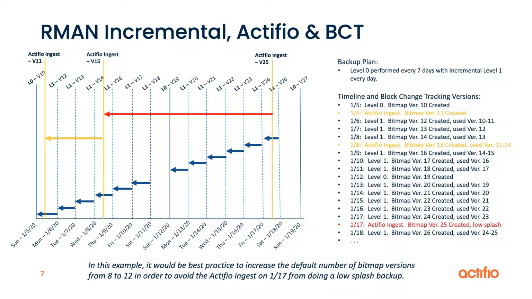RMAN is going to look at our copy, and it's going to say, this was made as of SCN XYZ. That was on Sunday. So it's going to go back to version 11 of the bitmap, and it's going to use versions 11, 12, 13, and 14 to figure out what blocks it needs to read. So it only reads the changed blocks, and it's going to do the incremental merge, and then we'll snap that internally and have a virtual full copy as of Wednesday afternoon.